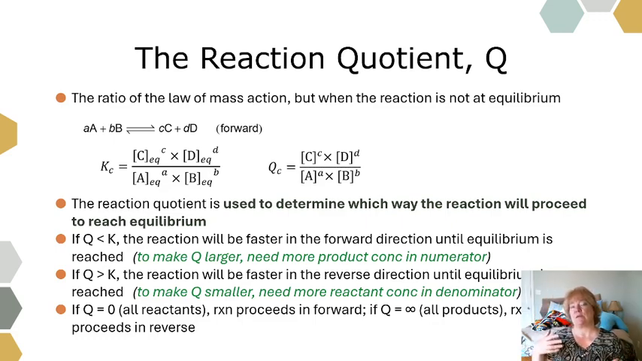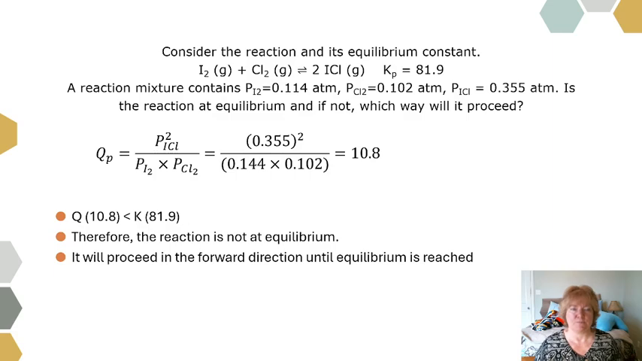So if I know something about Q, or I'm told enough information to calculate the value of Q, and I know K, I can compare Q and K and say, is this going to proceed in the forward direction or the reverse direction to reach equilibrium?